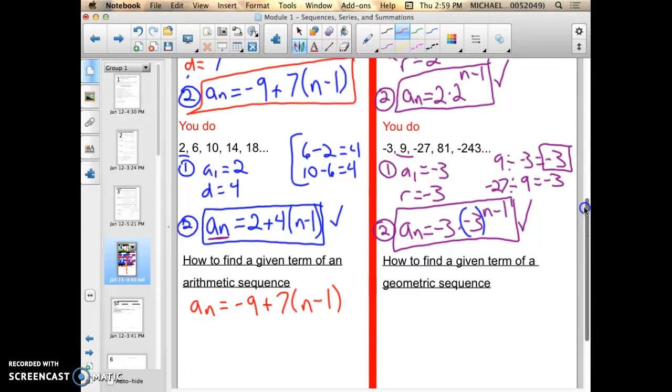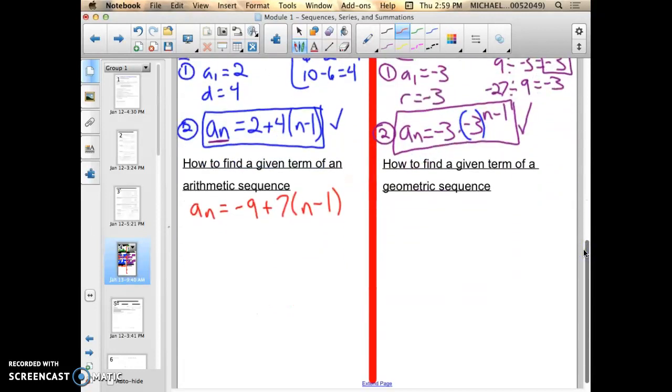If I'm given that explicit formula, and let's say I want to find the 75th term, instead of writing a sub n now, I'm going to write a sub 75, because I want to find the 75th term, not the nth term. The only thing I do differently is I write the same explicit formula, a sub 75 equals -9 plus 7 times, instead of writing n, I'm going to input 75 in for my n because I want to find the 75th term of this sequence. So 75 minus 1.